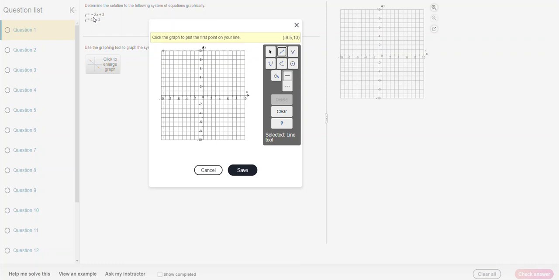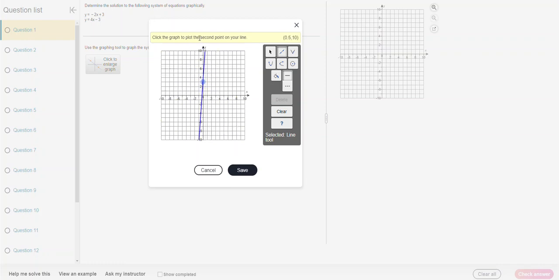So when x is 0, I want you to notice negative 2 times 0 is 0. 0 plus 3 is 3. So when x is 0, y is 3. So 0, 3, remember x is 0, y is 3, so 0, 3 is on the positive y-axis. So I'm going to click on that. So notice right here, now I'm able to move this line. But remember, to graph a line, we need at least 2 points.